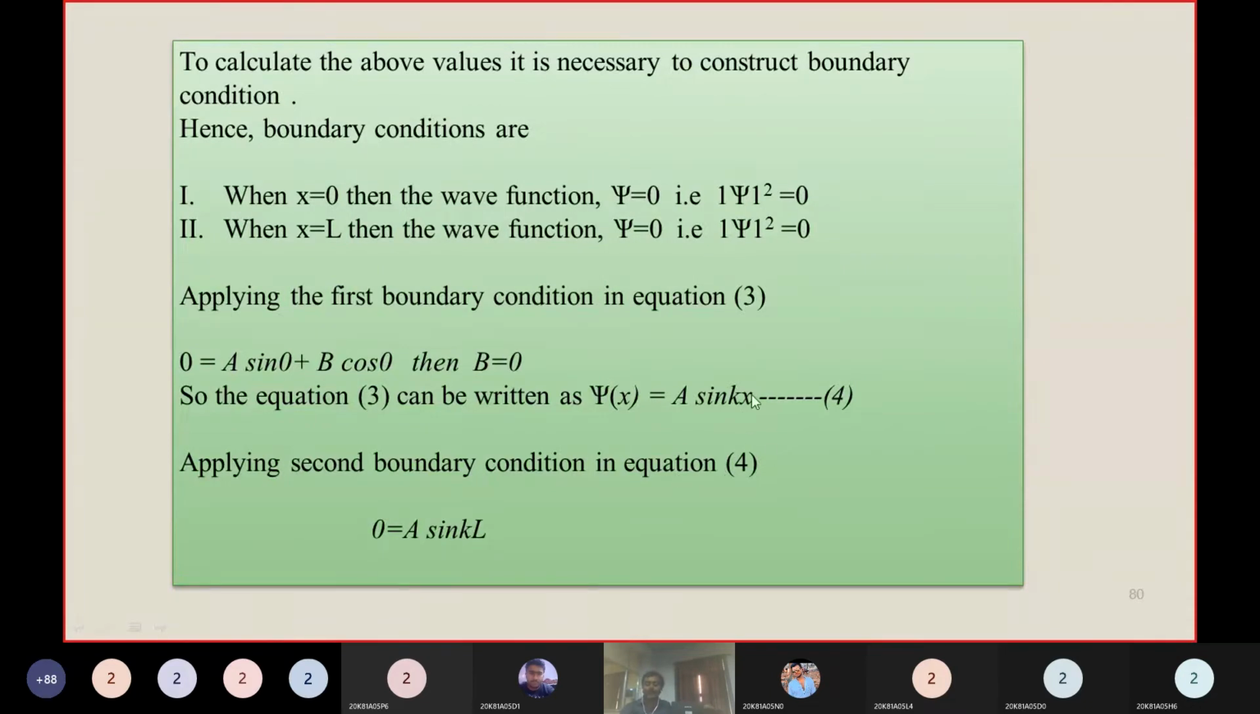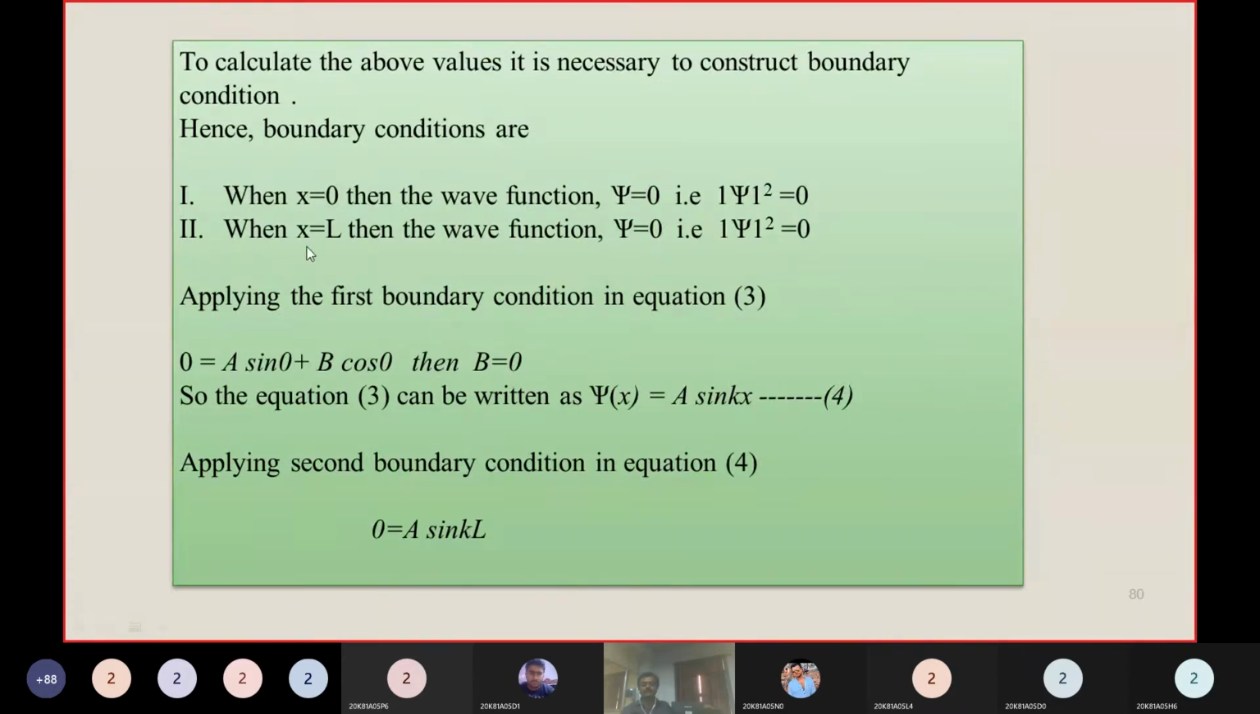Second boundary condition for equation number 4. According to the second boundary condition, x is equal to L. At x equal to L, substitute the x equal to L value. So what is the psi of x? Psi of x will become 0. A sin KL is equal to 0.